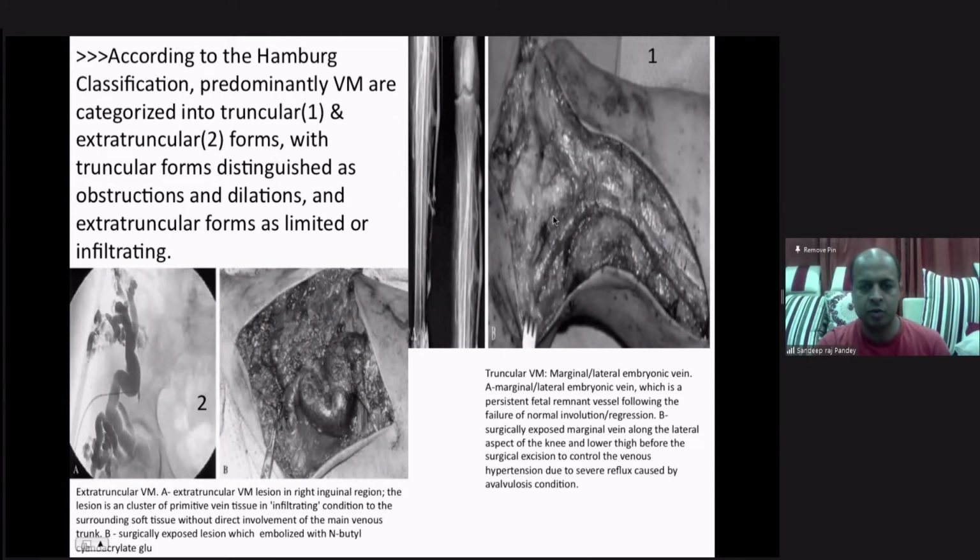This is a marginal lateral embryonic vein, which is a persistent fetal vessel due to failure of normal involution. This is the surgically exposed marginal vein along the lateral aspect of the knee and lower thigh before the surgical excision, to control the venous hypertension due to severe reflux caused by avulsion condition.